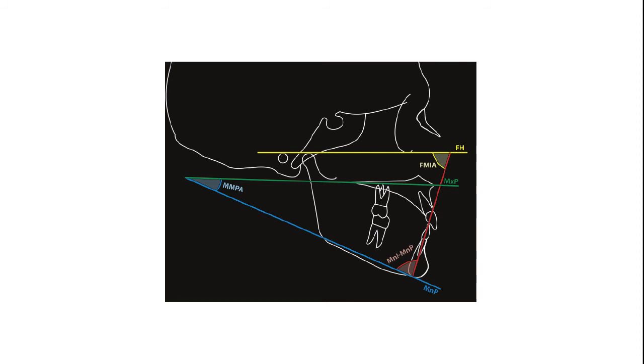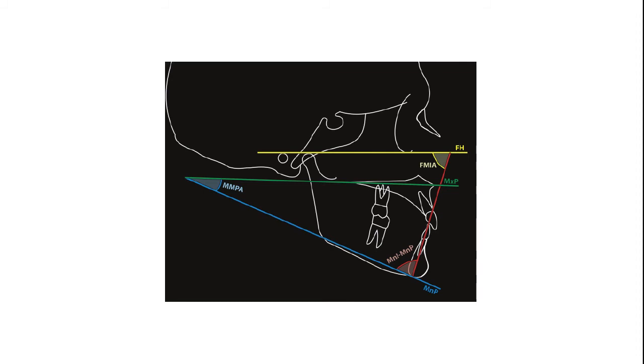Regarding maxillary mandibular plane angle, it is abbreviated MMPA or MM angle. If the MMPA is increased, there tends to be a compensatory retroclination of the mandibular incisors. Conversely, in low angle patients, the mandibular incisor may be proclined. Therefore, there is an inverse relationship between the MMPA and the mandibular incisor to mandibular plane angle.